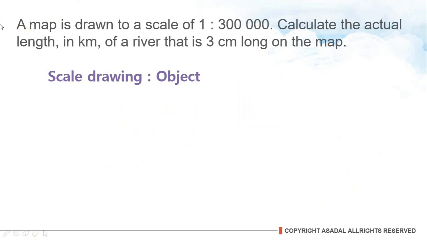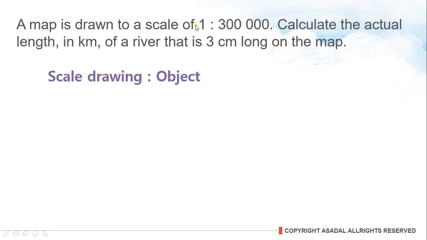This is another example. A map is drawn on a scale of 1:300,000. Calculate the actual length in km of a river that is 3 cm long on the map. On the map, the river is 3 cm long. So calculate the actual length in kilometers. The scale is 1:300,000.